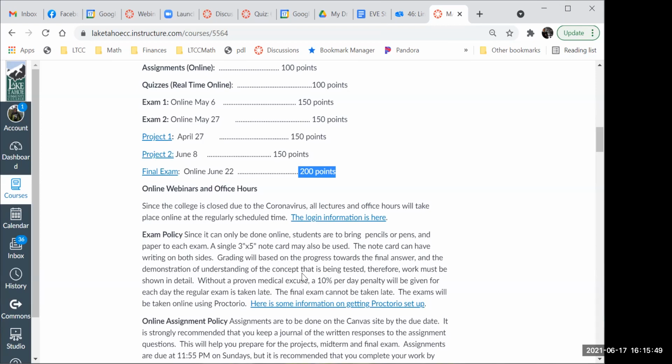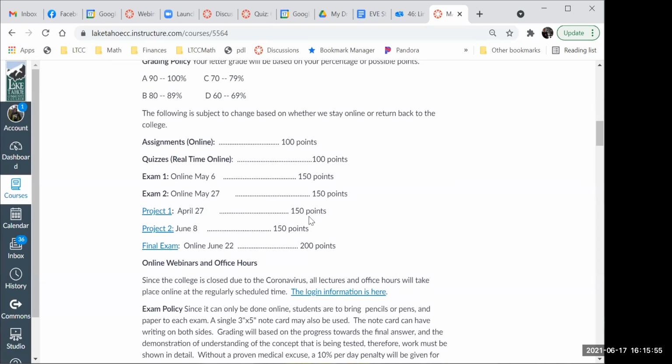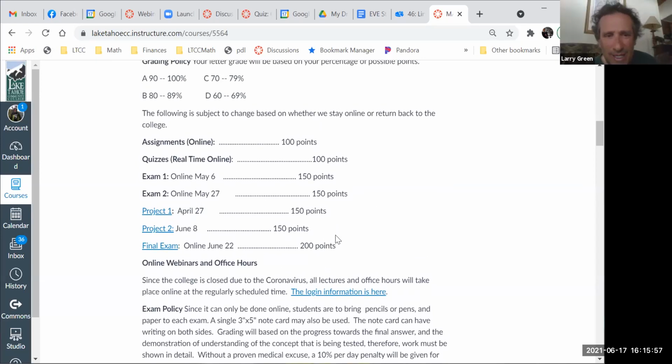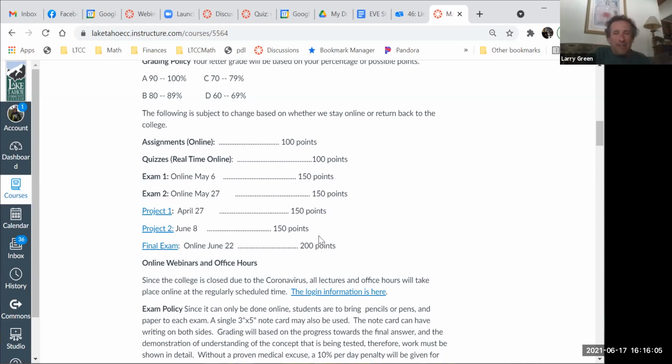Wait, in the grade section, it doesn't say that it's worth 200 points. It says it's worth 148. I'll take a look at that. I'll fix it if it doesn't. Yes, it says that it's worth 148. Oh, right. Okay, I know what you're talking about. Let me tell you, it's a Canvas thing.